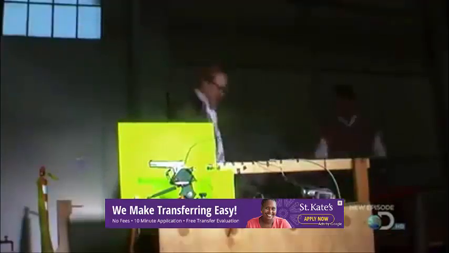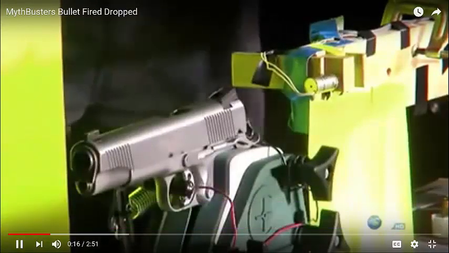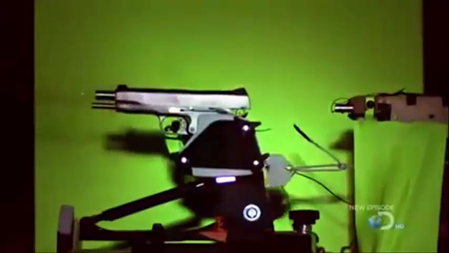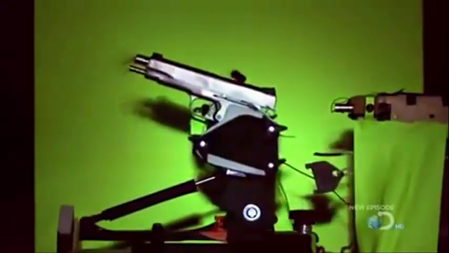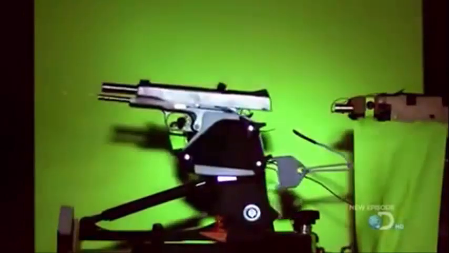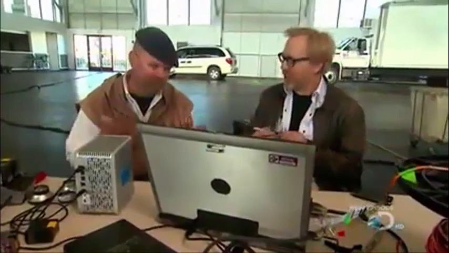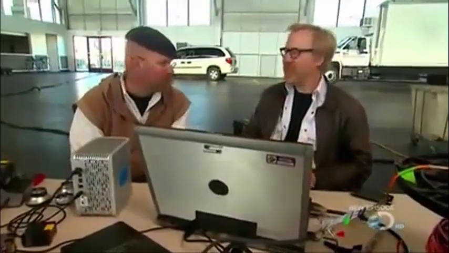And after a few test fires and a bit of fine-tuning, it works. Oh, it's good. It's good. It's a third of a millisecond difference. Wow. That's freaking perfect. Let's go do this full scale.